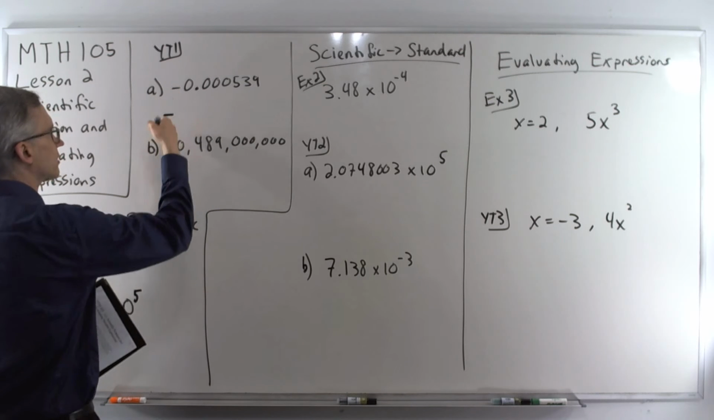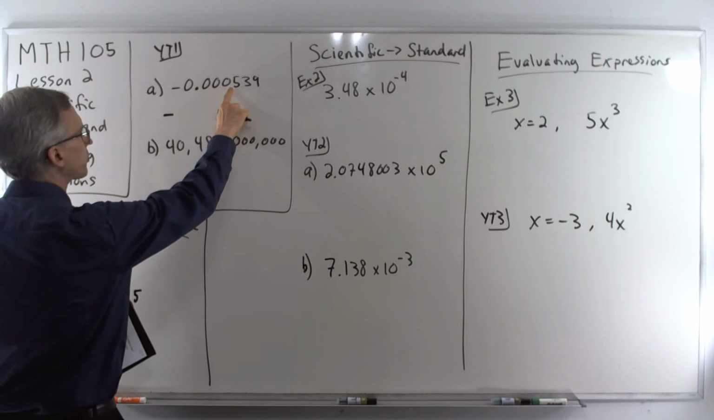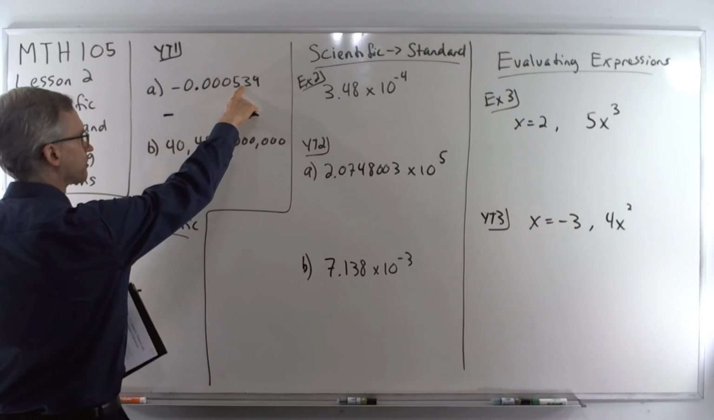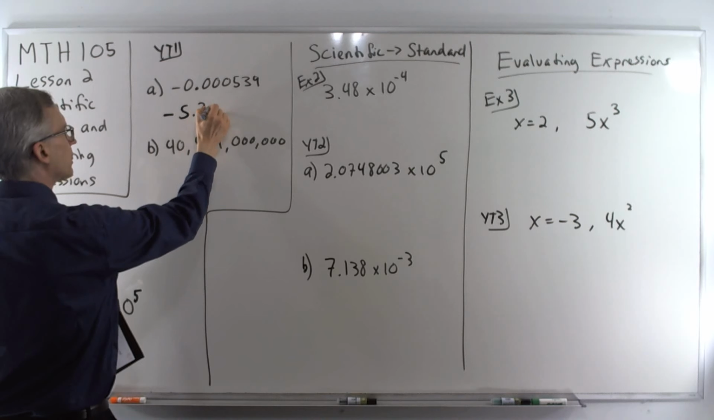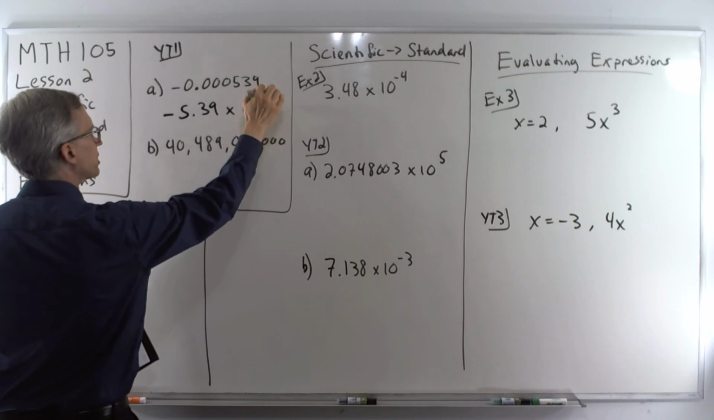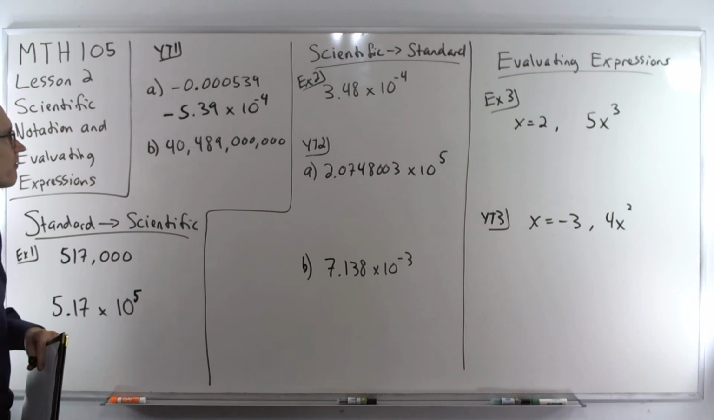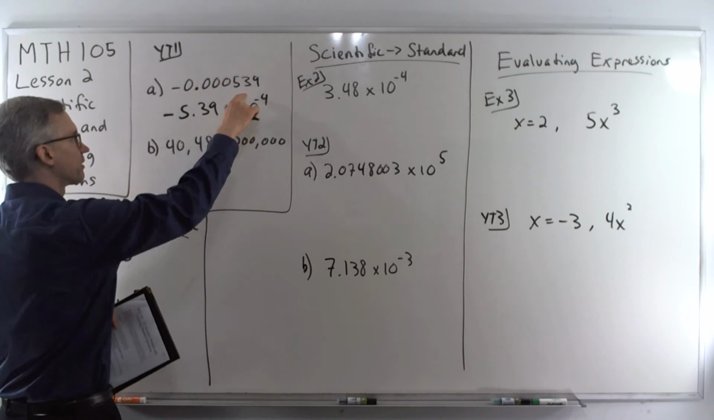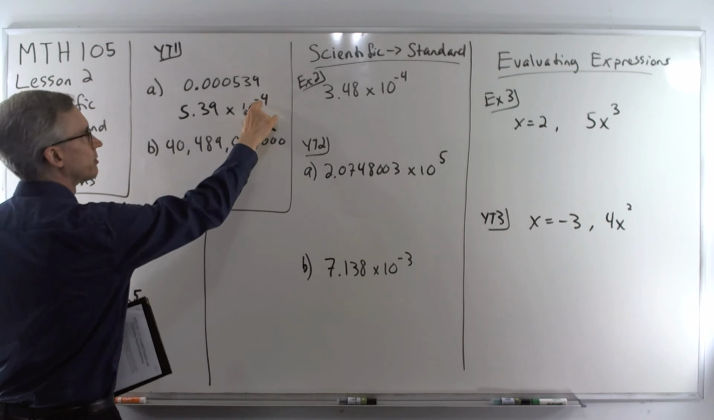First one, okay, it's negative, so the number will be negative. The sign stays. Now we're going to count over. 1, 2, 3, 4 places gets us to 5.39. And that's between 1 and 10, so that's what we want to do. So we're going to do 5.39 times 10 to the, and we move 4 spaces. And since we're dealing with a very small number, that means the exponent is negative. Negative 5.39 times 10 to the negative 4. Now this negative and this negative have nothing to do with each other. If I didn't have a negative here, I'd just remove that one. This would still be negative.